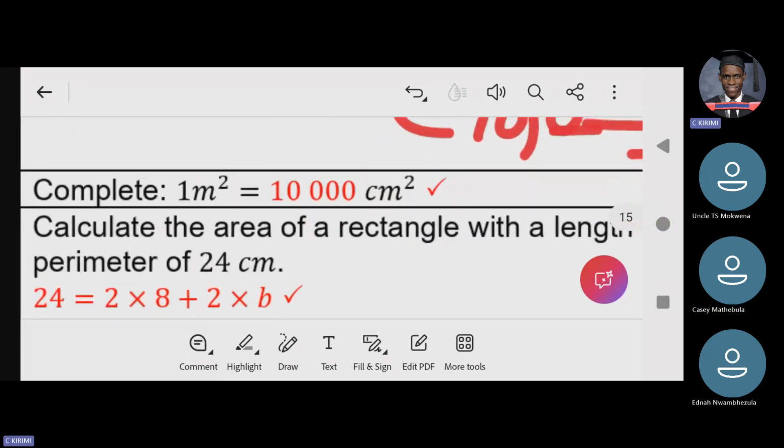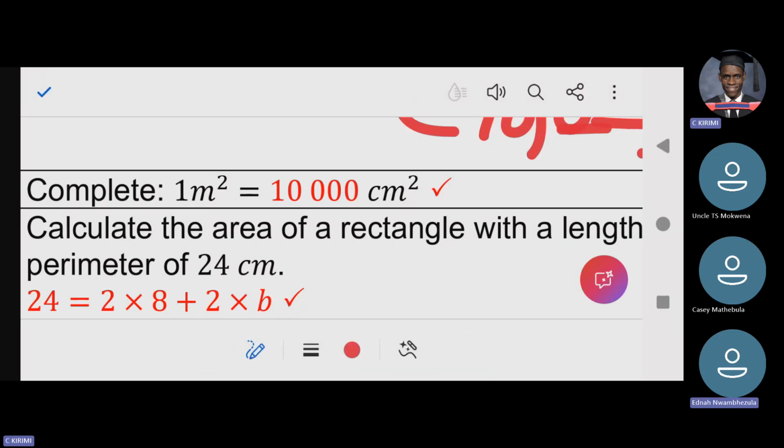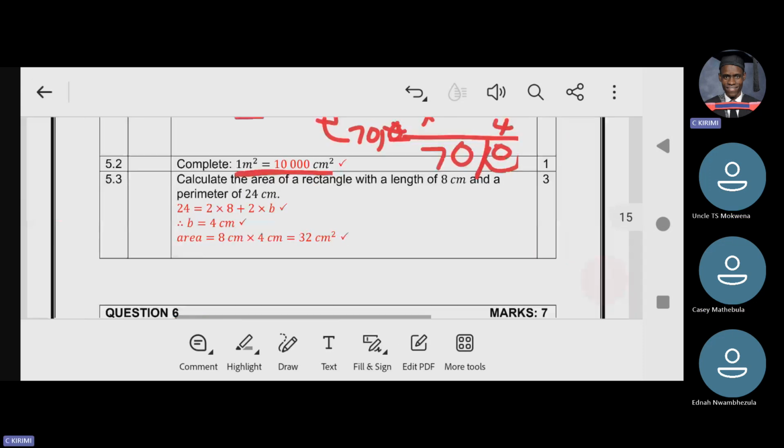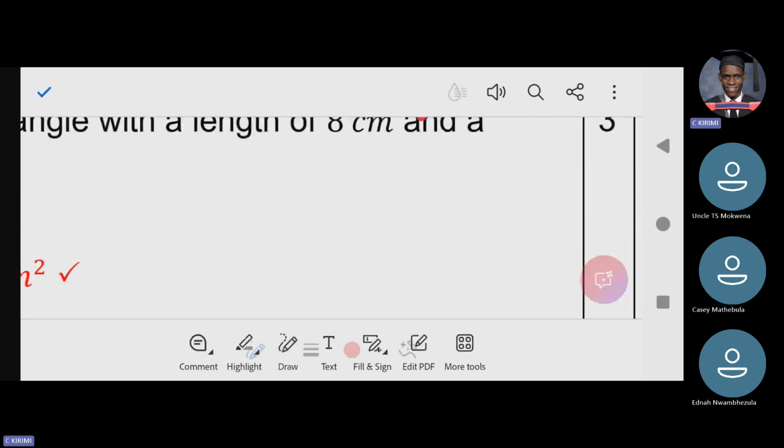We are only left with 8 minutes. Let's finish up. So 1 cubic meter. All right, 7 minutes. 1 square meter is how many square centimeters? 10,000. And how do you get those 10,000? You do like this, like what I told you in class.